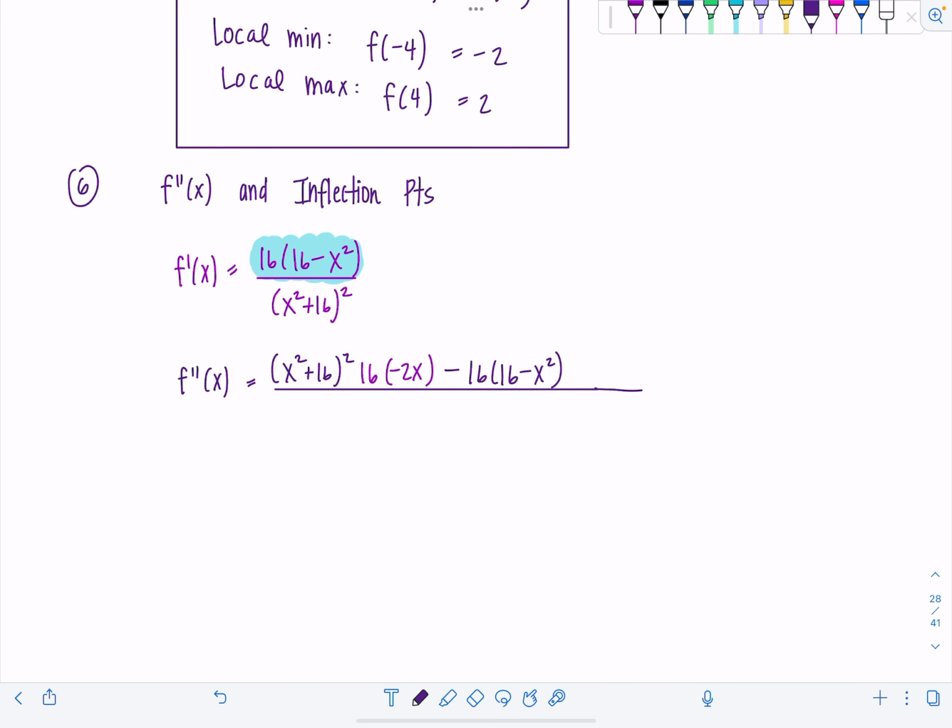D low. Okay, we got to do chain rule. So it's (x squared plus 16) squared. Derivative of something squared is 2 times the something to the first. I'm going to leave this x squared plus 16 alone. And then derivative of x squared plus 16 is 2x. Okay, okay. Over low, low.